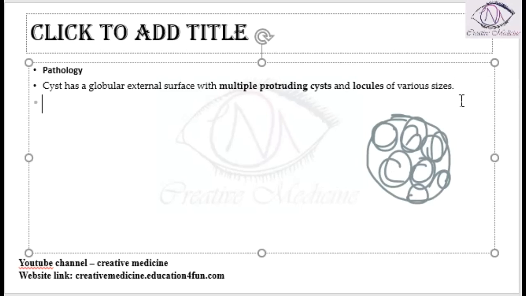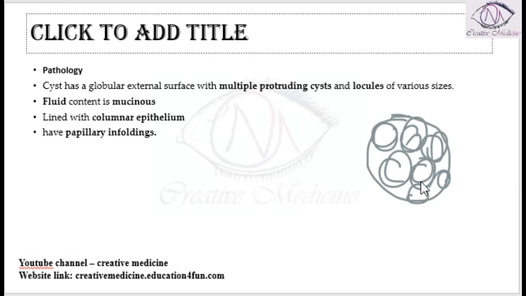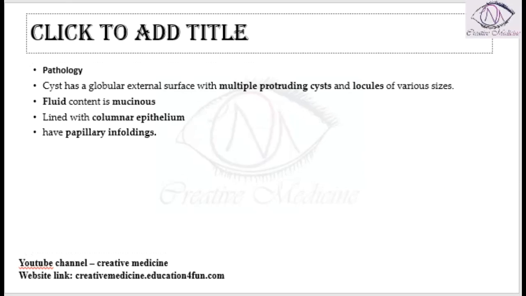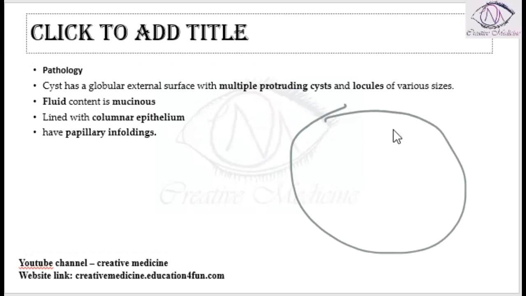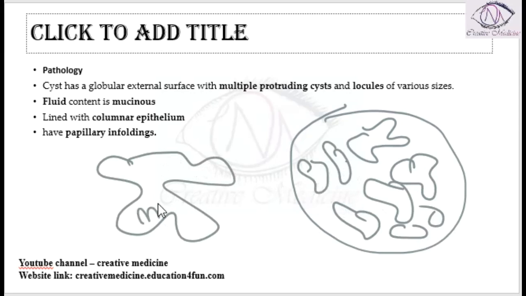In cystadenoma of the liver, the fluid content is mainly mucinous, and the cyst is lined by columnar epithelium, with papillary infoldings also seen. If we revise this diagram, this is a big cyst, and within it we have many small cysts with locules, and each cyst has papillary infoldings and is lined by columnar epithelium.